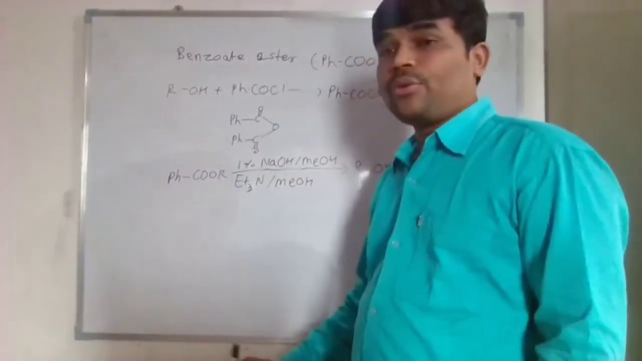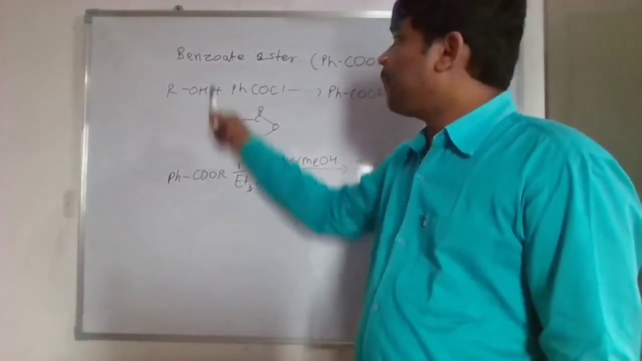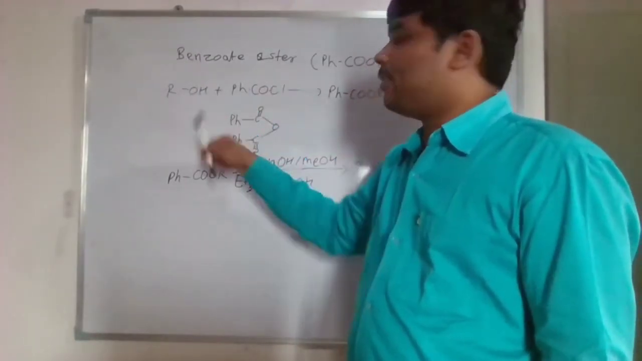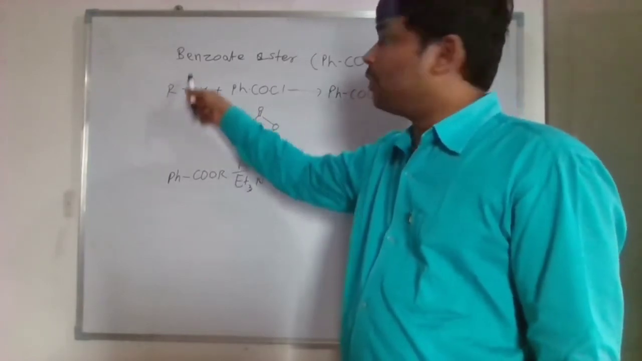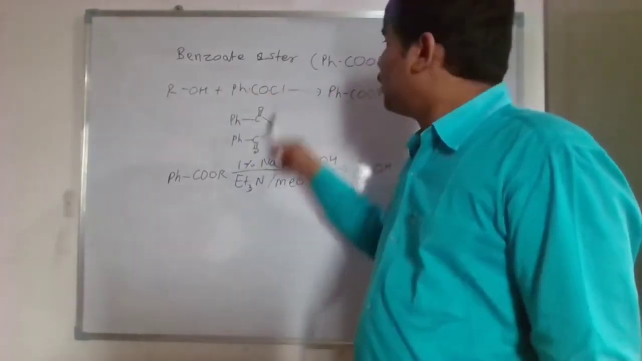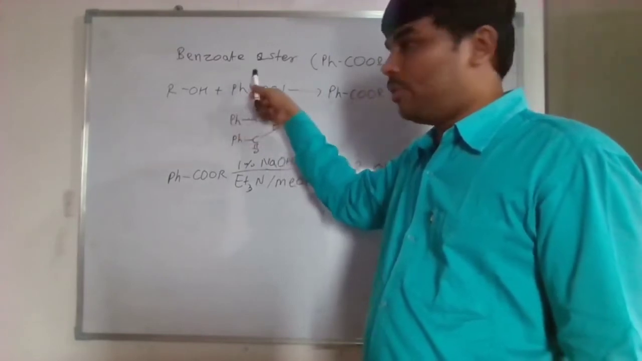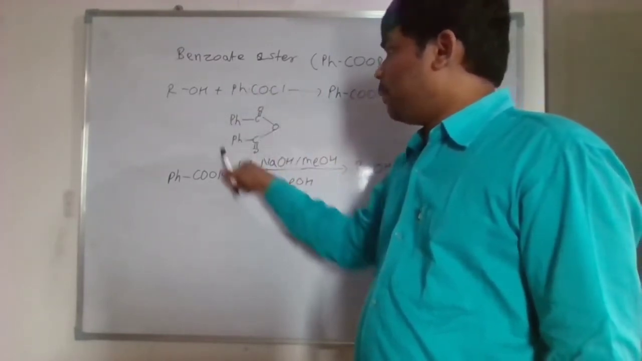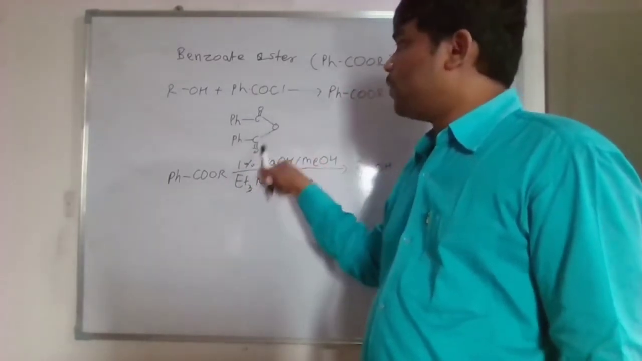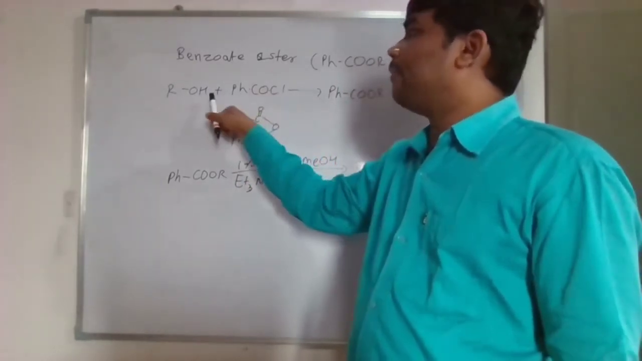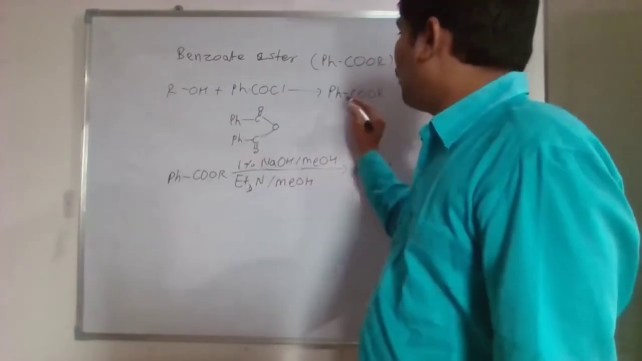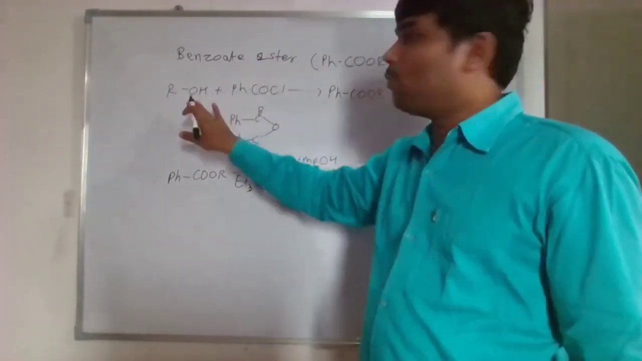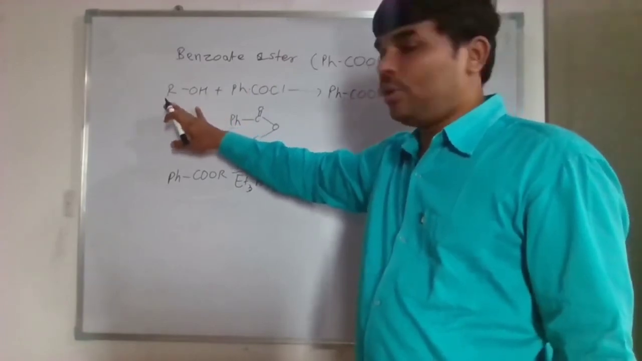Now, the last group for alcohol protection is benzoate ester. This alcohol is protected by converting this alcohol into benzoate ester. This benzoate ester we get from benzoyl chloride or benzoic anhydride. When this benzoic anhydride or benzoyl chloride reacts with this alcohol, we get benzoate ester. This benzoate ester is useful for the protection of this alcoholic group.